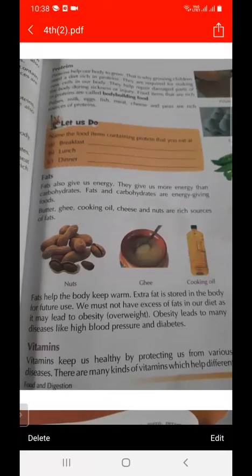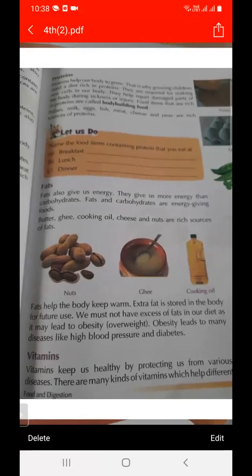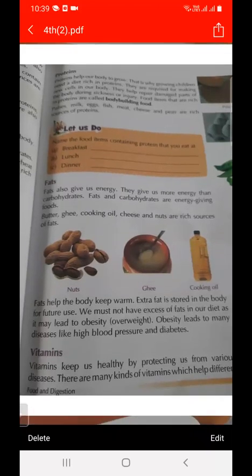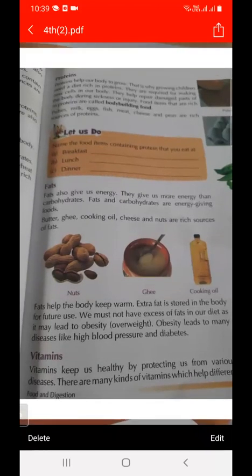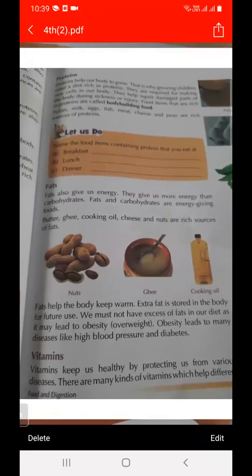Fat gives us energy to do work. And how does it give us energy? Fat keeps the body warm. If we eat nuts, ghee, and cooking oil, then the body remains warm. And the extra food is stored in the body for future use. We must not have an excess of fat in our diet as it may lead to obesity.